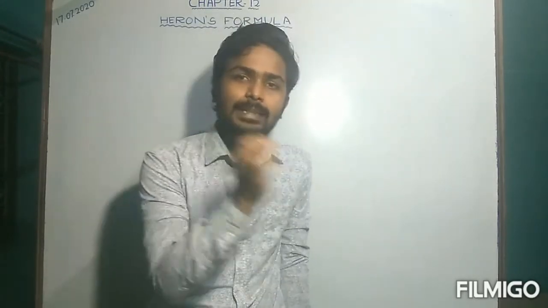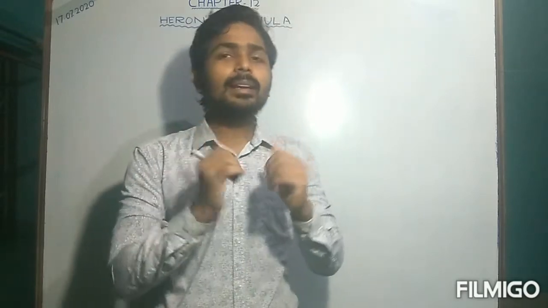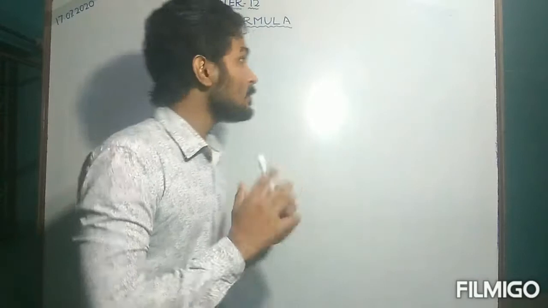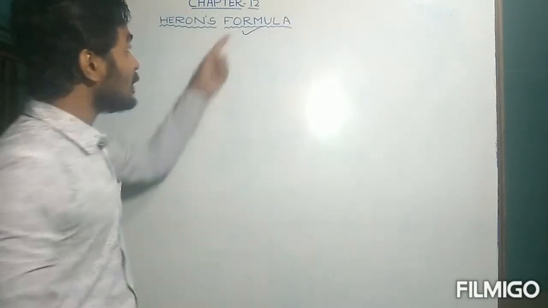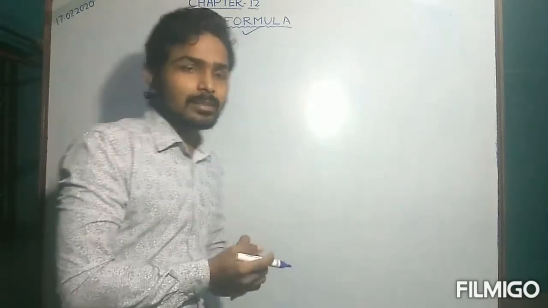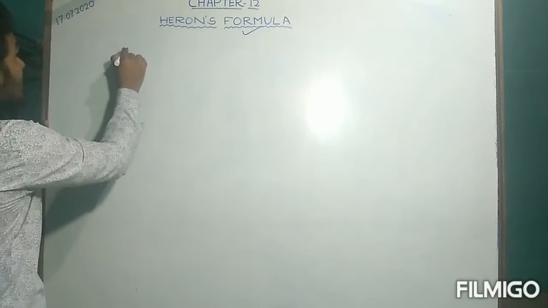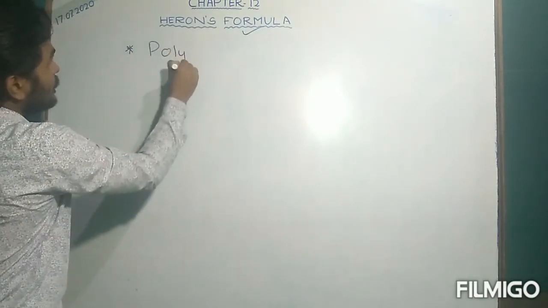Okay, but before that we should know the basic idea about geometry and about the parts that are related to Heron's formula. Clear? So let's start with the basic fundamental ideas. Okay, so first we will discuss what is Heron's formula, but before that we are going to discuss what is a polygon. Clear? So the first fundamental term is polygon.